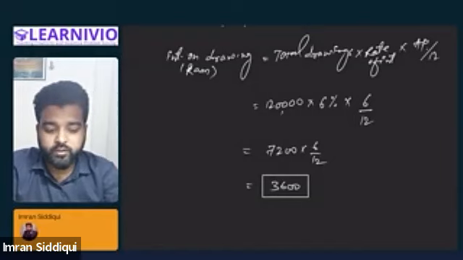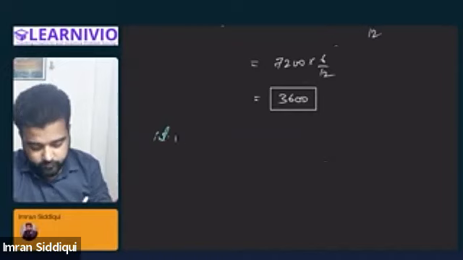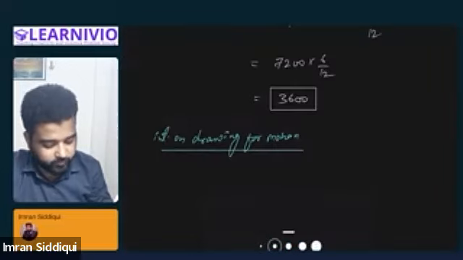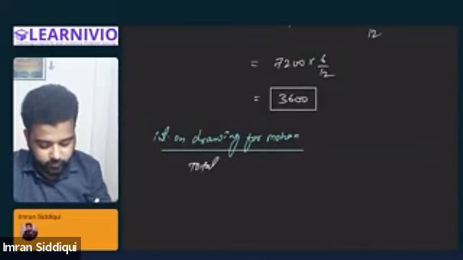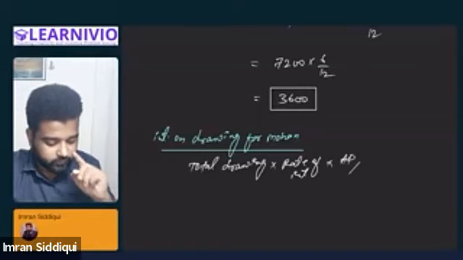So now let's move to the calculation of interest on drawing for Mohan. Interest on drawing for Mohan. And we'll apply the same formula this time as well. We'll start with the total drawing, multiply this with the rate of interest applicable, and then we'll further multiply it with the average period divided by 12.